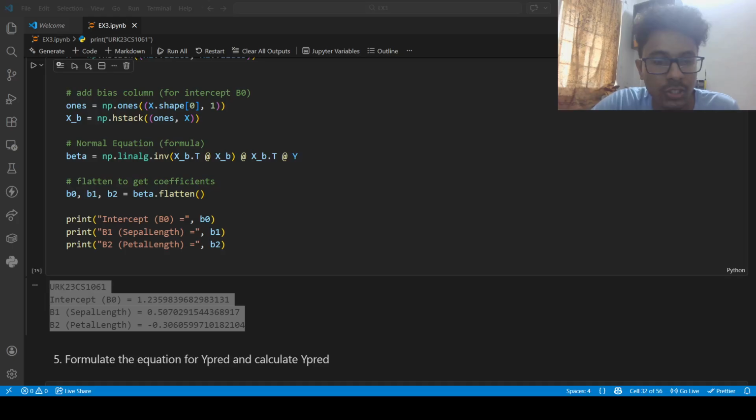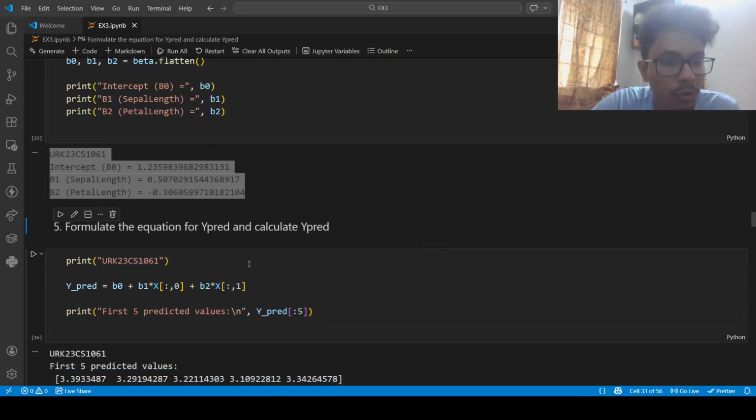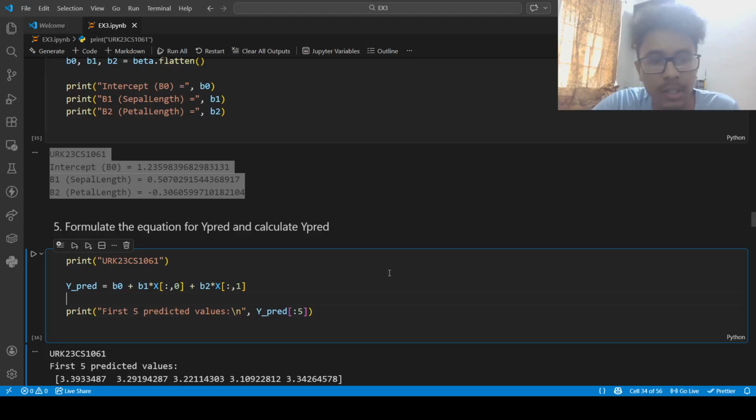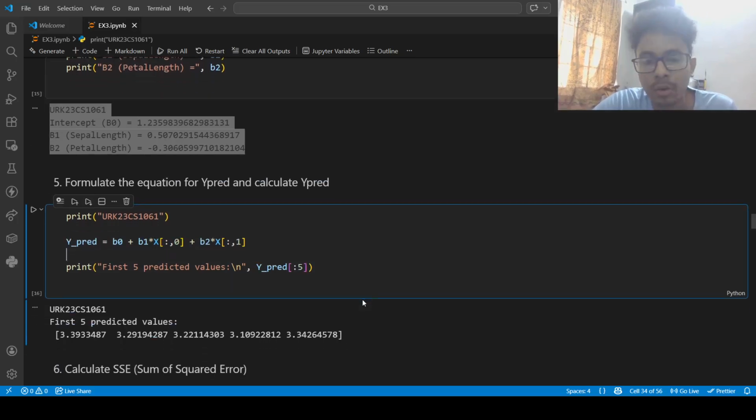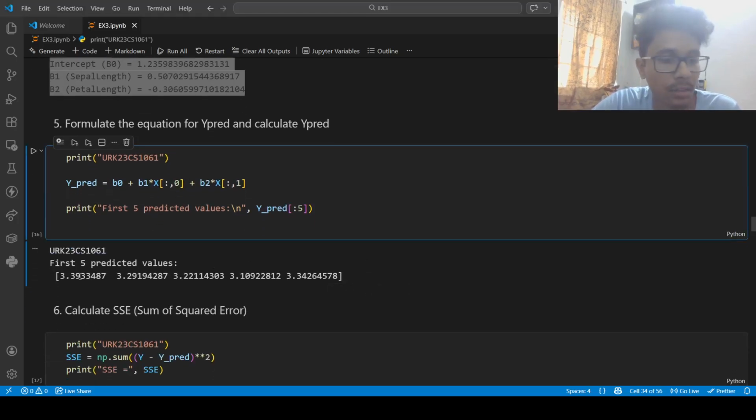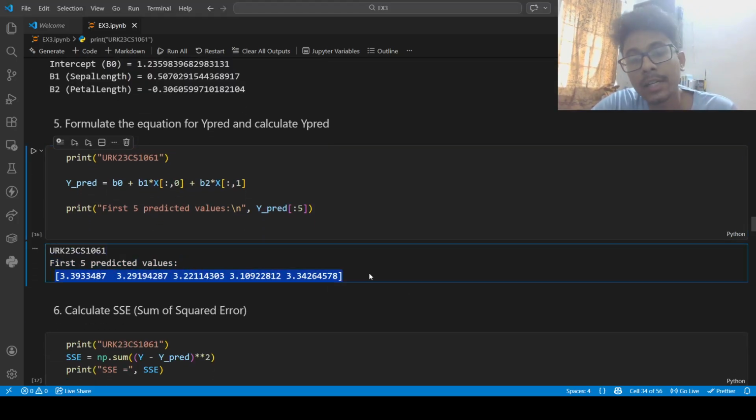Moving further for question number 5, formulate the equation of y prediction and calculate the y prediction. So I have used the y prediction formula as B0 plus B1x1 plus B2x2. So with this, I found out the first 5 predicted values. And here are the values for that. I can calculate as much as I want, but as of now, I have only taken the first 5 predicted values.